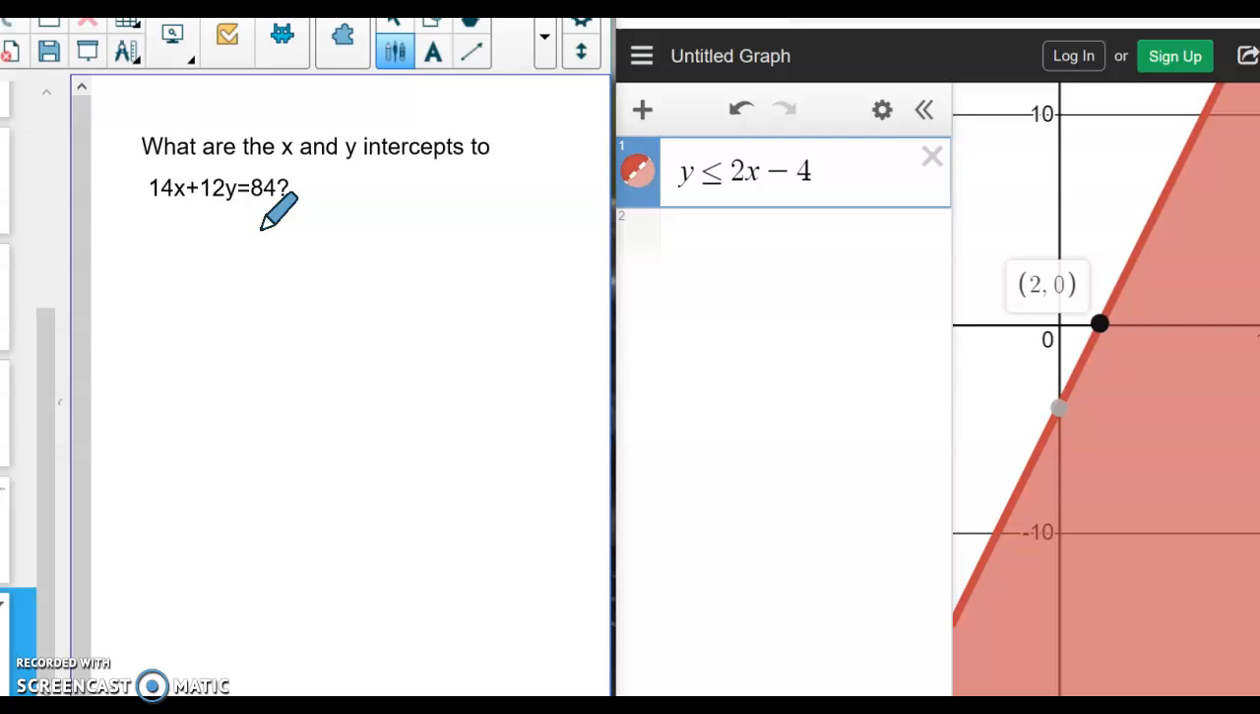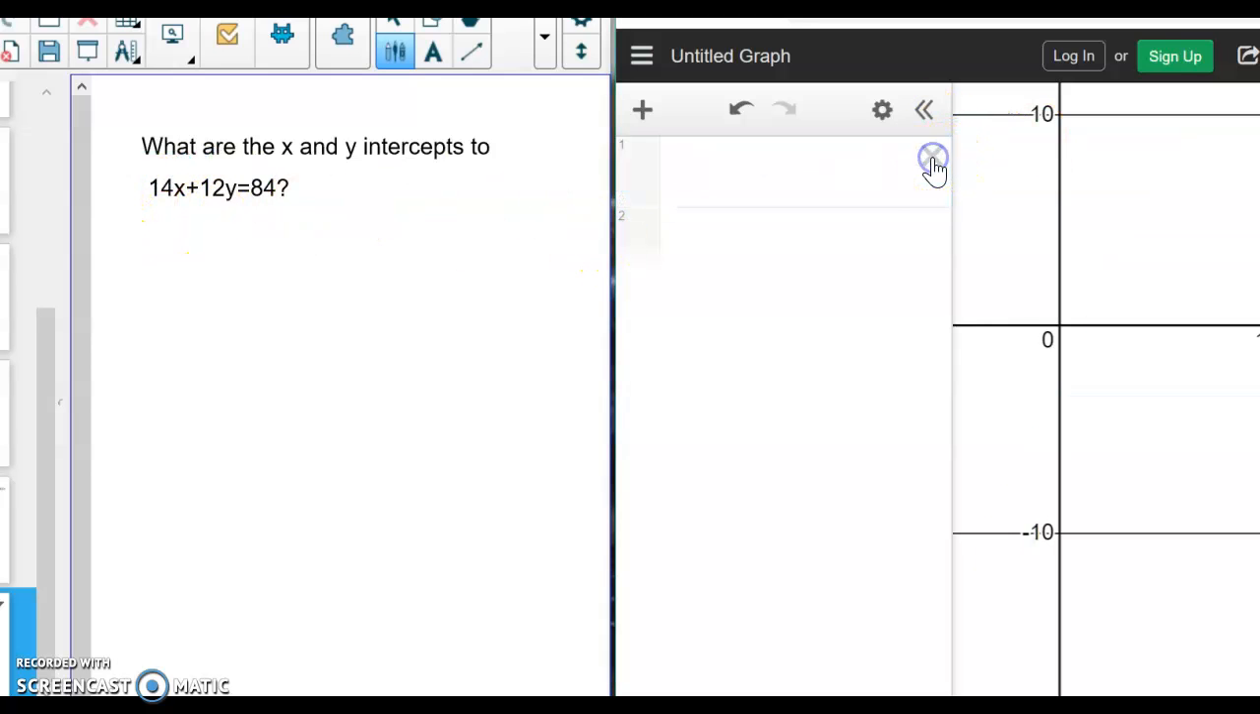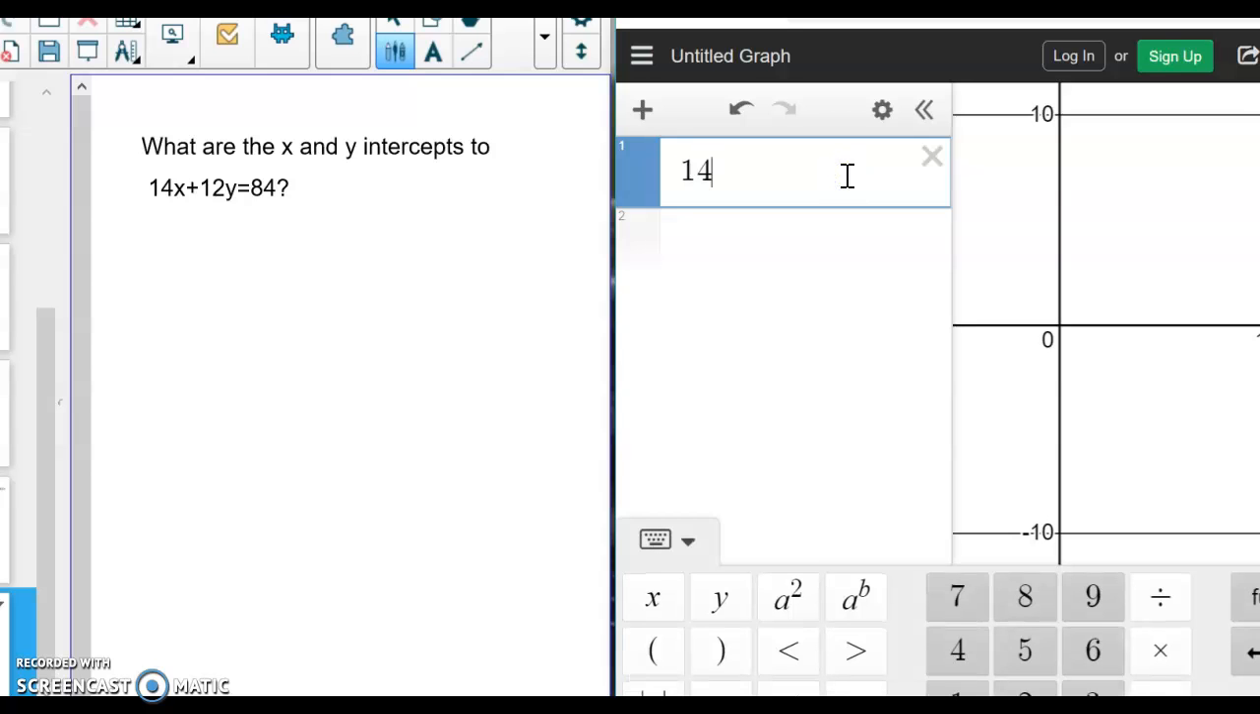Okay, what are the x and y intercepts? I can't just look at this and tell what the x and y intercepts are, but it's a good thing Desmos will tell me. So 14x plus 12y equals 84. We did the hard part, y'all. Let Desmos finish it for you.